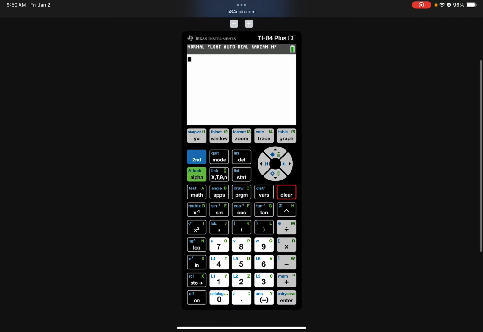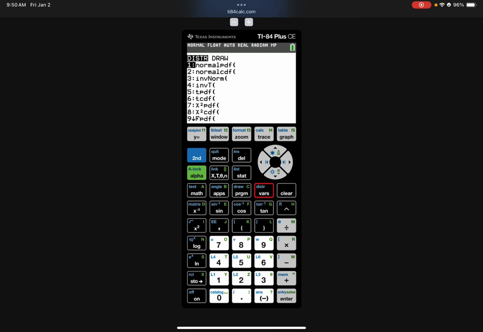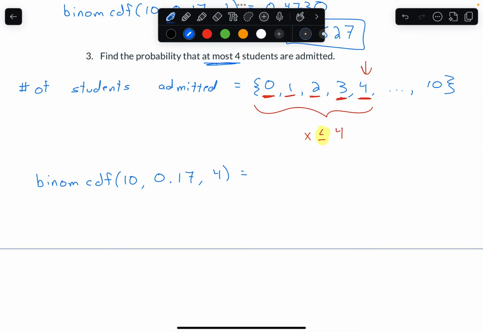Let's go back into my distribution menu, second vars. We're going to scroll down to binomial CDF, which should be option B. And honestly, if you're working with multiple parts of the same problem, it's nice. It will save the number of trials and the probability of success. We just need to change our x value. We said that was going to be 4 here. So I'm going to go down, paste it. We should have 0.9832 if I round to 4 decimal places. There is my probability.